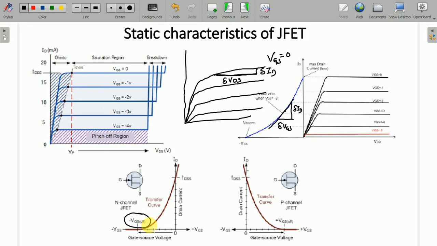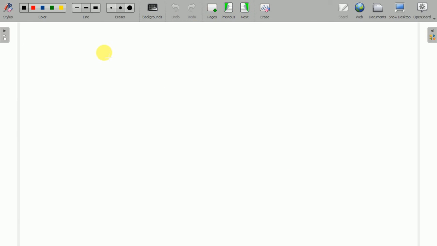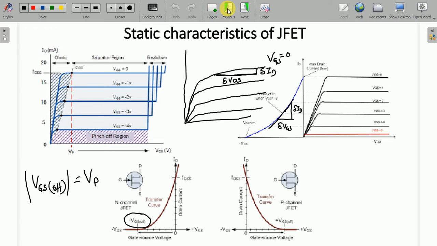And this value is determined from the transfer characteristics, and as I told you, it is found that VGS off is equal to VP. Now let us try to find out the expression for transconductance. In order to find it, if you watch this curve closely, you can see this is nothing but a parabola. This curve resembles a parabola.